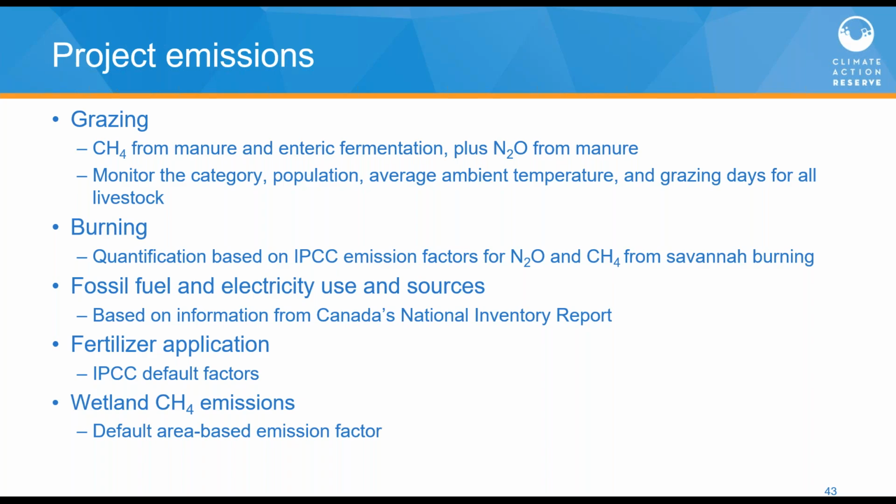For burning, we essentially need to know how many acres in which stratum were burned, and we've got default IPCC emission factors to account for the N2O and methane from those fires. You're not debited for the carbon dioxide because we didn't credit you in the baseline for the carbon stored in the above ground biomass. Any fossil fuel use and electricity use, there's default emission factors based on the NIR. For fertilizer application, we've got an approach based on default factors. And then if there are wetland areas within the project, you've got an area-based emission factor to cover the methane emissions from those wetland areas.